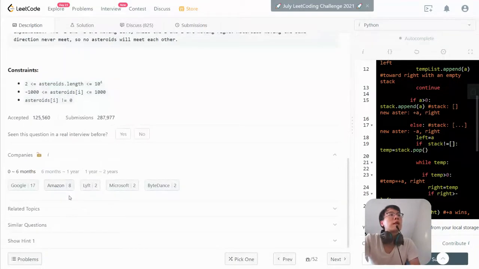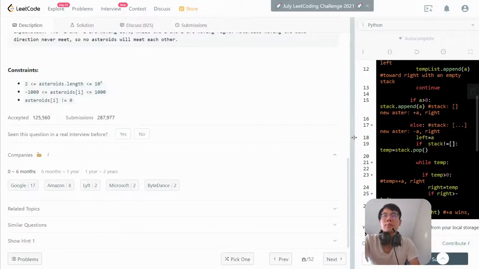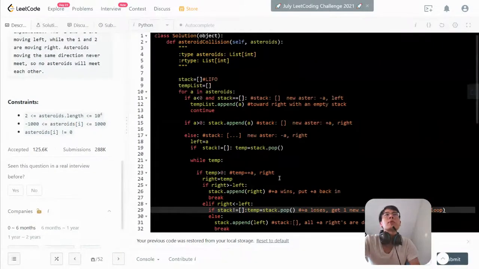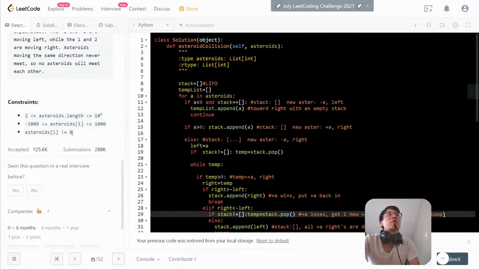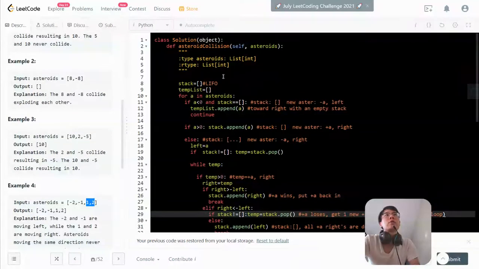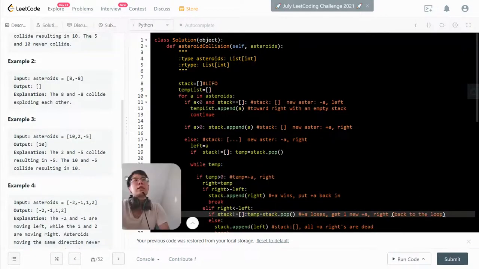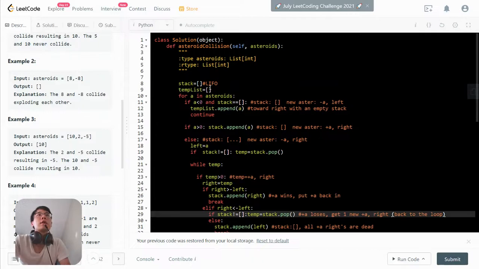This question was asked by Google, Amazon, and other big names. So let's take a look at the solution. To solve this problem, we need to use a stack. The key thing to remember about a stack is last in, first out. And also we need a temporary list.